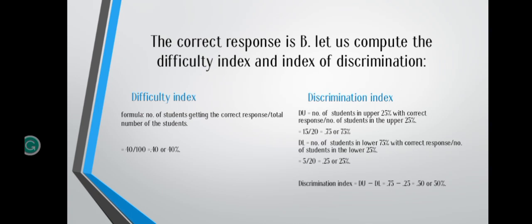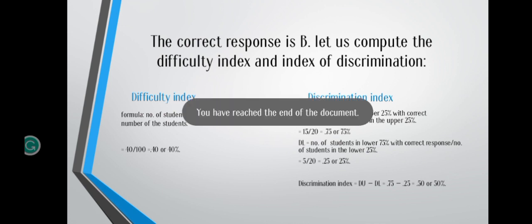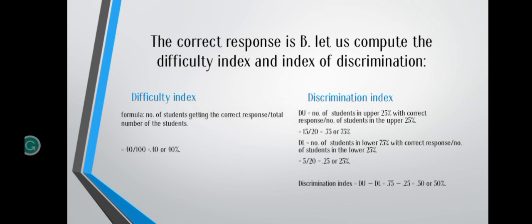So, the item has a good discriminating power. Ito yung ibig sabihin, yung item natin ay pwede natin siyang i-include doon sa test questionnaire. So, this is how we are going to evaluate the item analysis.